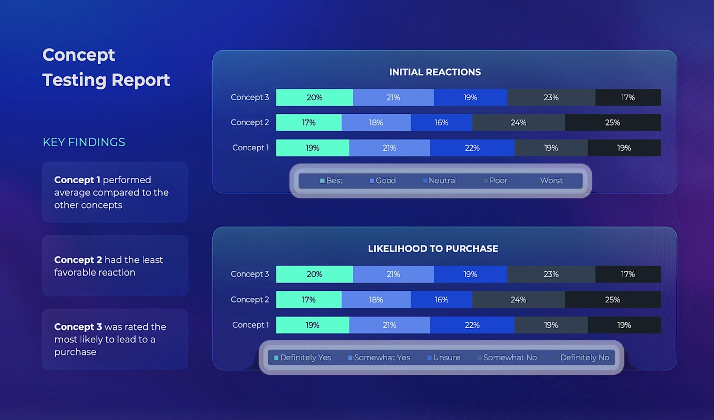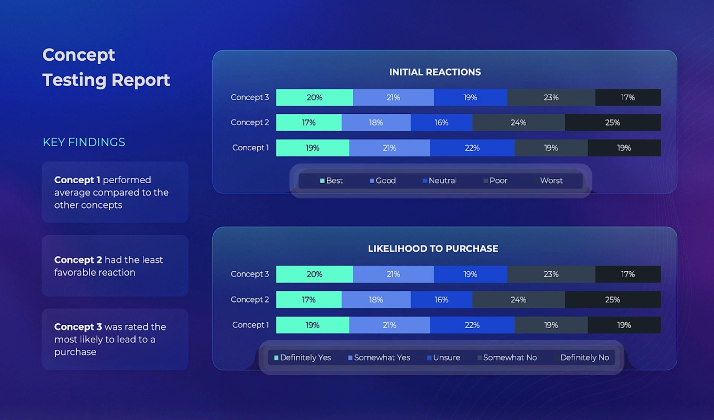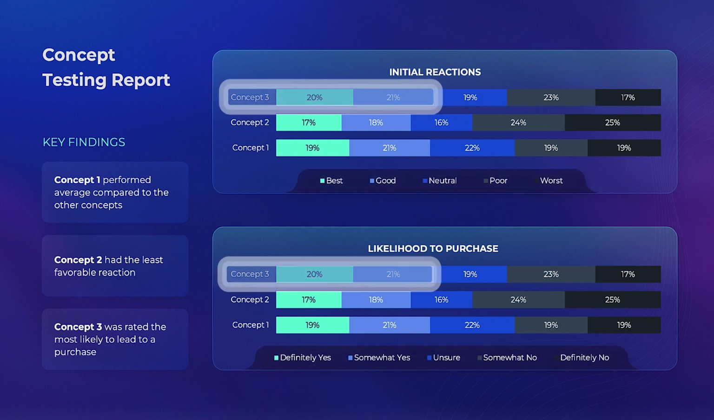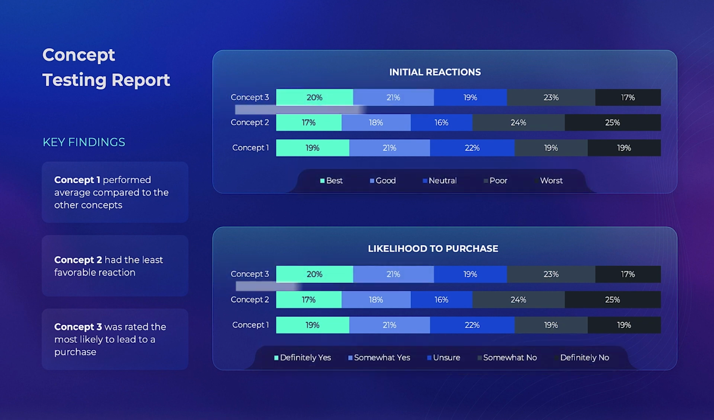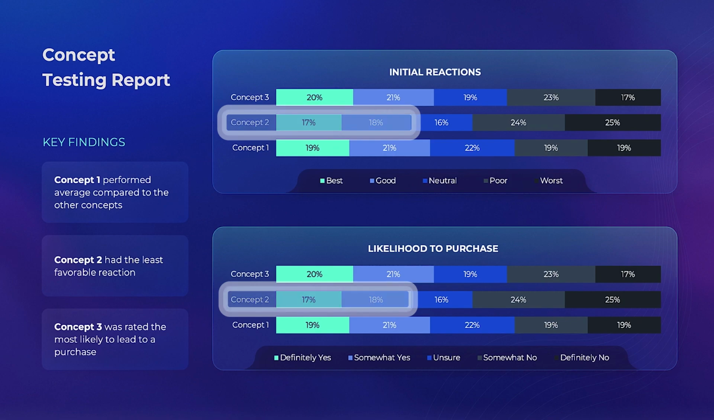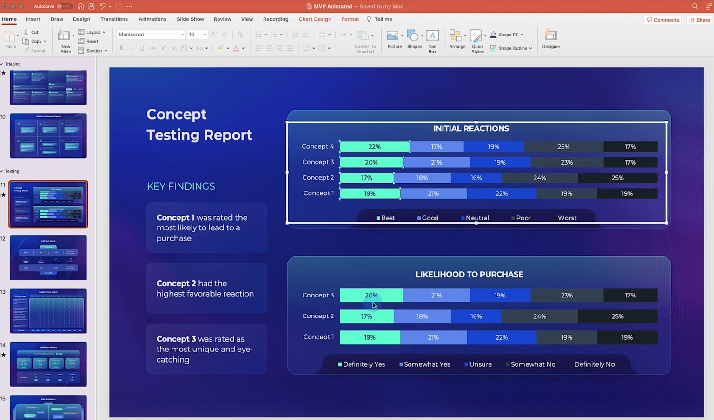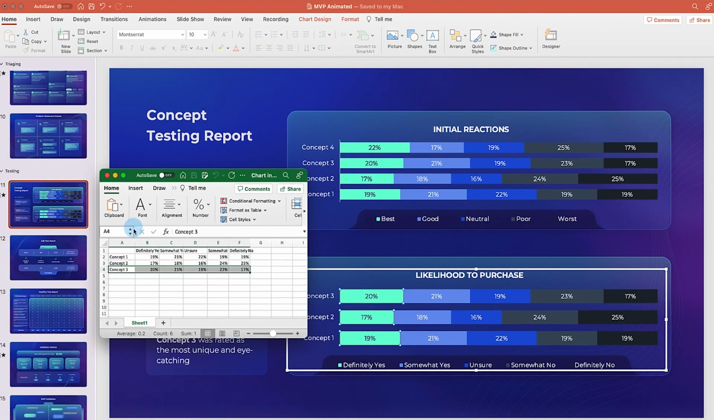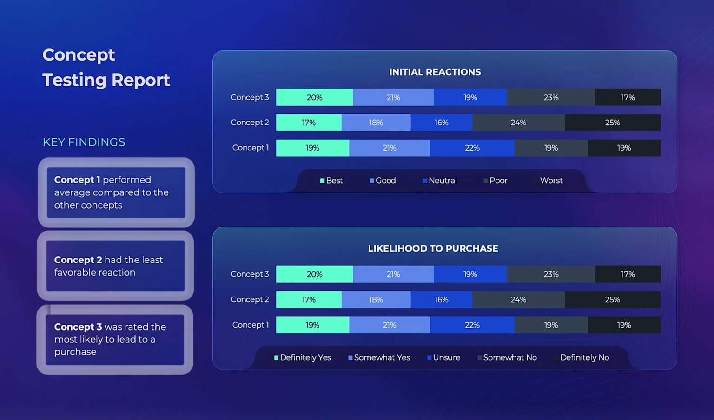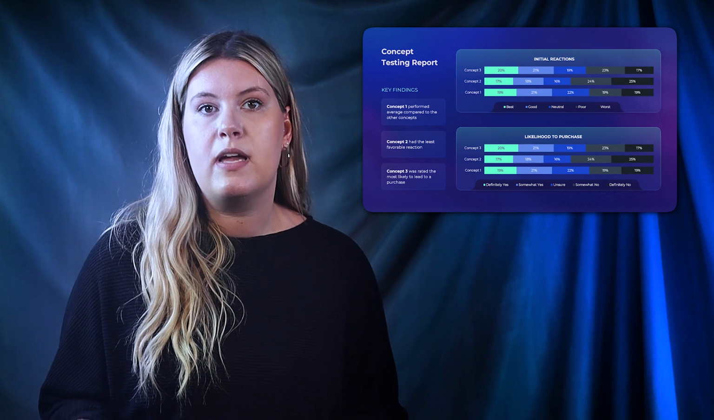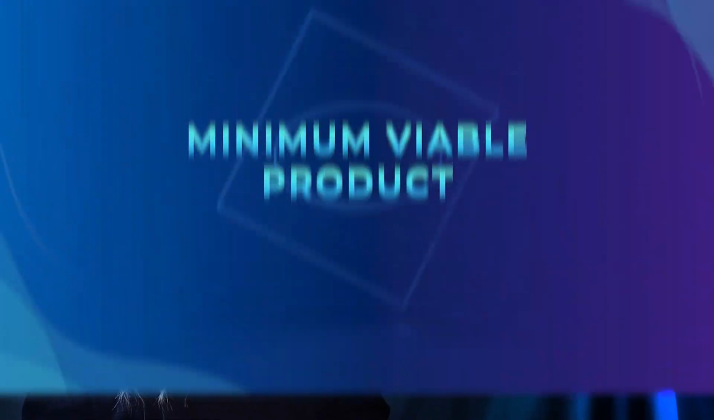Based on responses and reactions from interview participants, it seems that concept 3 performed well, while concept 2 wasn't so popular. Feel free to add or delete the bar graphs based on how many concepts your team is considering. On the left, summarize the insights that can be distilled from the test results and share them with stakeholders as recommendations for the next steps.